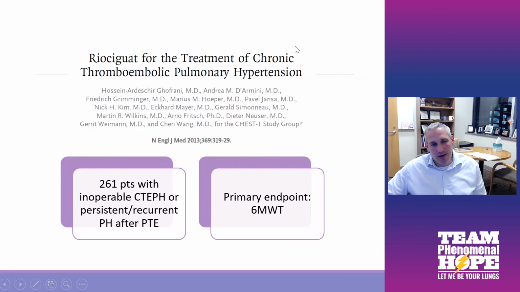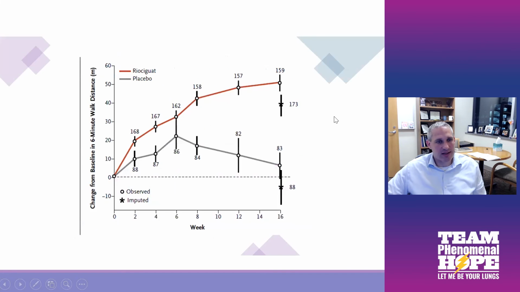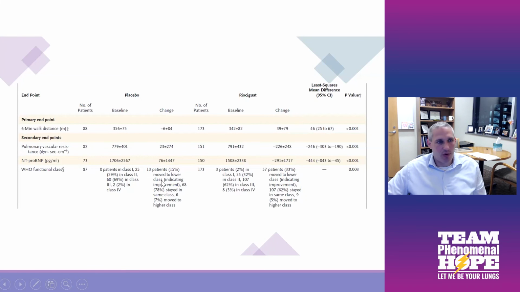This is a trial that was done on Adempas or riociguat, which is the primary medication that's used because it's the only one that's currently FDA approved for use in CTEPH. They looked at 260 patients with CTEPH that was inoperable or persistent after they had surgery. They looked at how far they could walk during a 6-minute walk test. The group that got riociguat was able to walk substantially farther than the group that just got placebo. And so that led to approval of this medication.